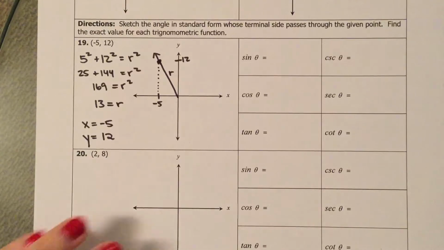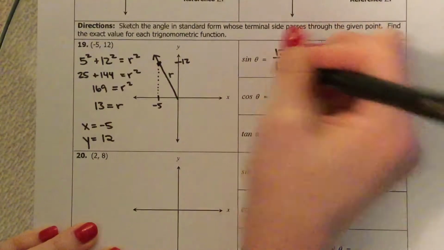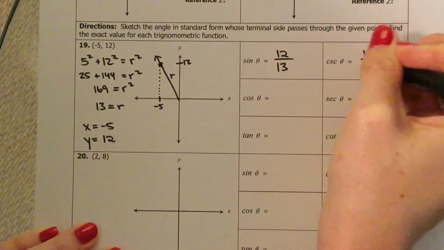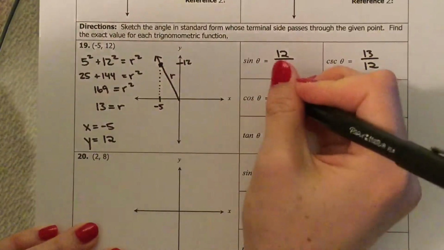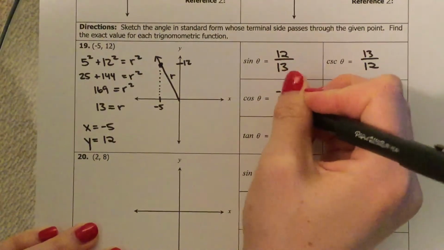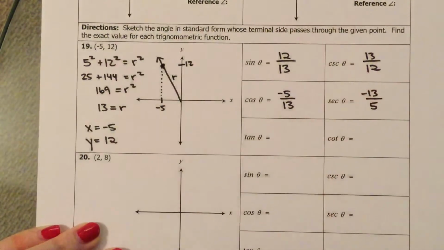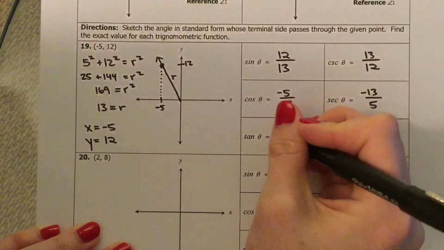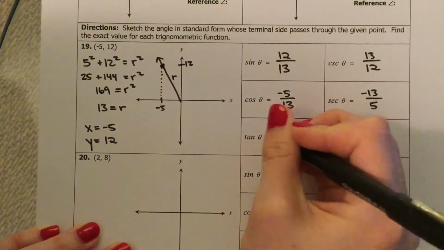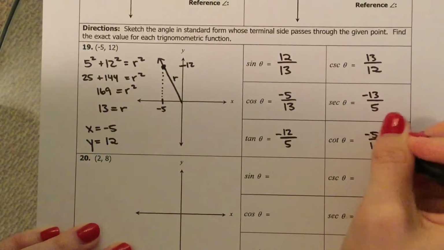Sine's formula is Y divided by R, so 12 divided by 13, and cosecant is the reciprocal of that. Cosine is X divided by R, so -5 divided by 13, and secant is the reciprocal of that. And then tangent is Y divided by X, so 12 divided by -5, and then cotangent is the reciprocal of that.